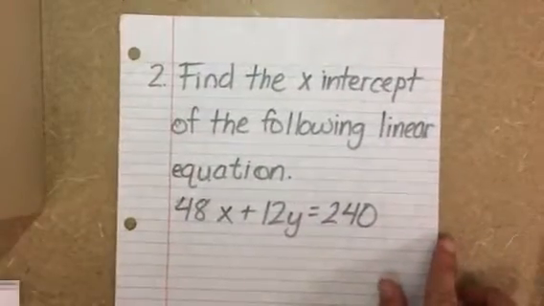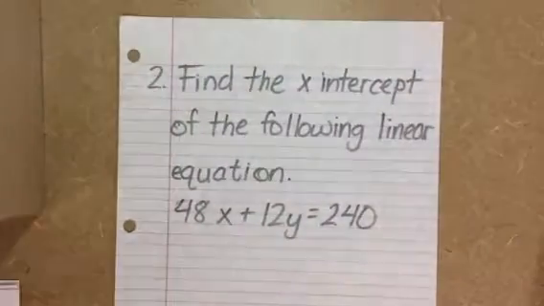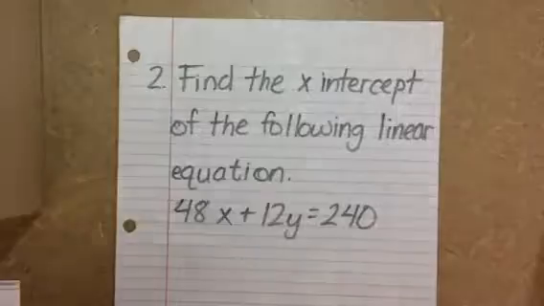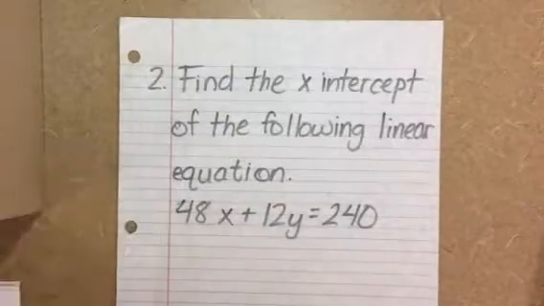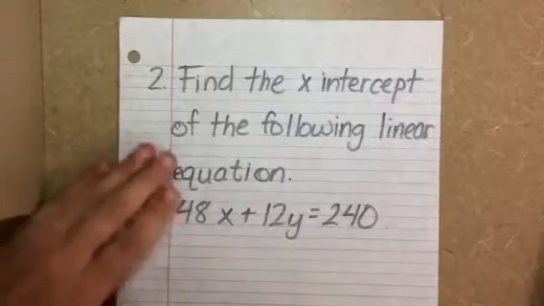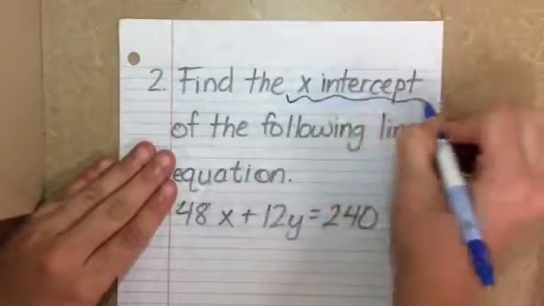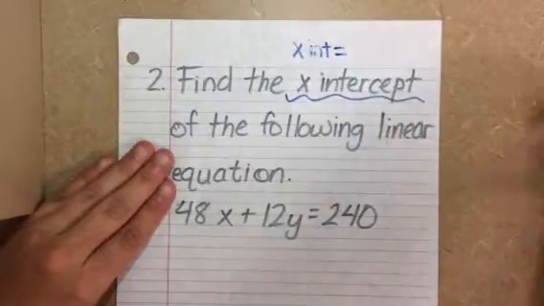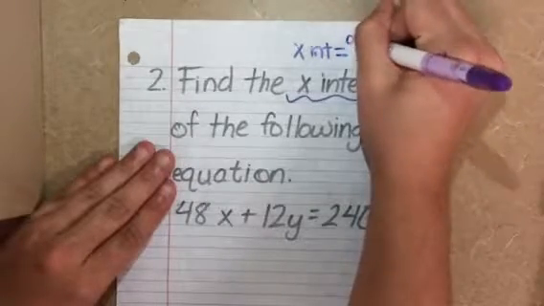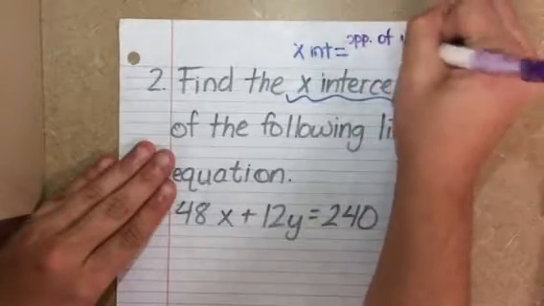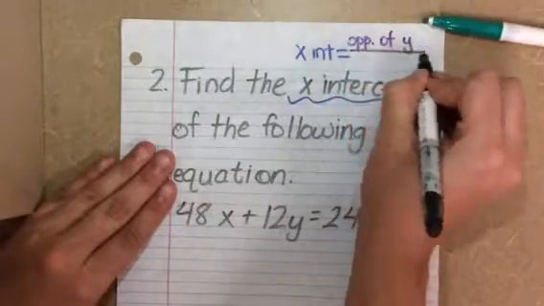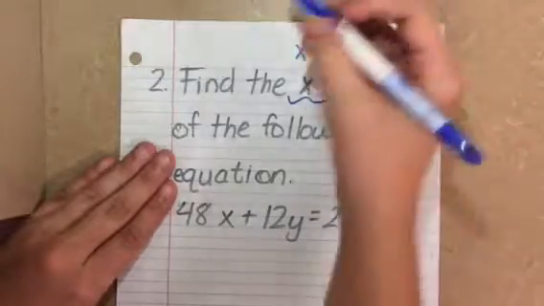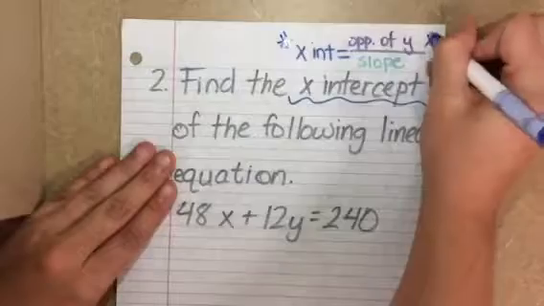The next problem. Find the x-intercept of the following linear equation. So, for the x-intercept, I told you, this will not be given to you. This is the one thing you have to memorize. In order to be able to find it, it equals the opposite of y divided by the slope. Know this. It's very important you put this in your brain.